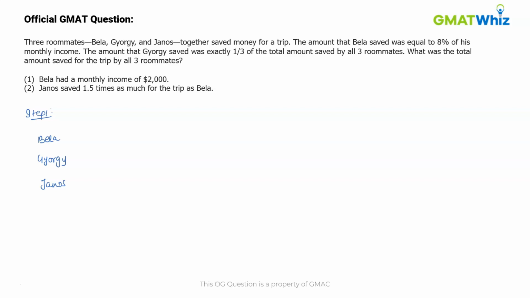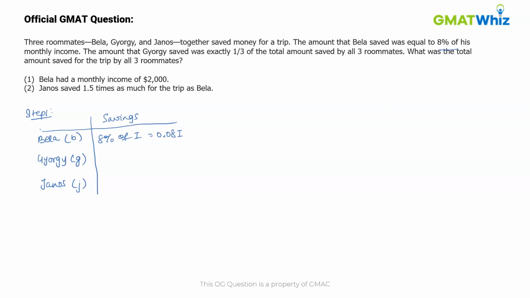So let's denote the savings of Bela by B, Gyorgy by G and Janos by J. Now we are given that the savings of Bela was equal to 8% of his monthly income. That means we can write 8% of I, where I is his income. Now this can be written as 0.08 I.